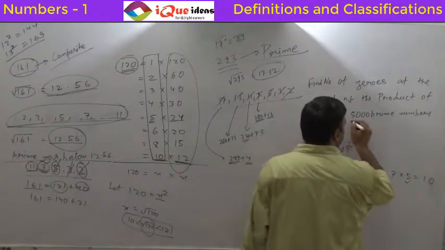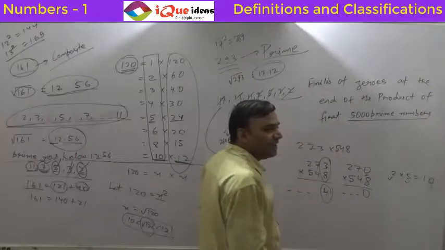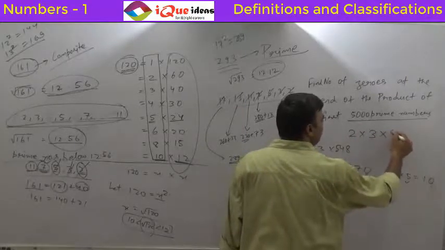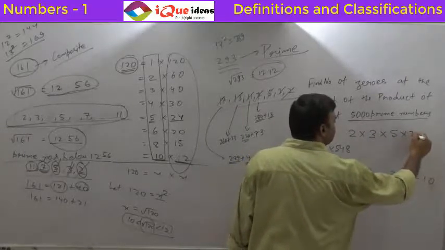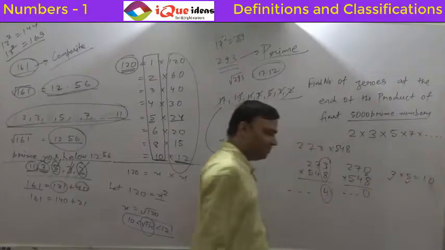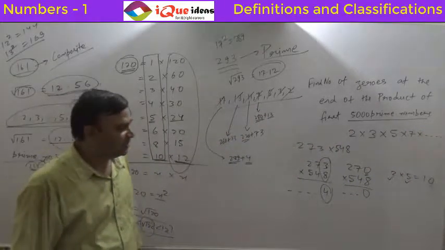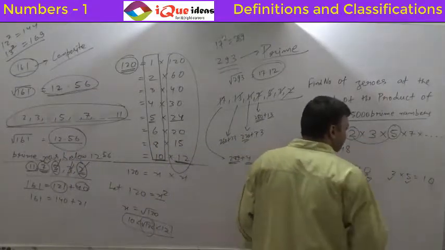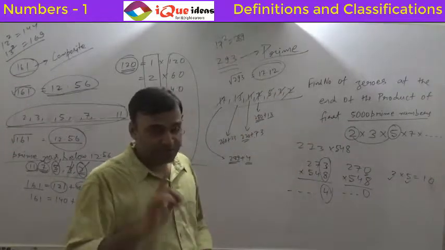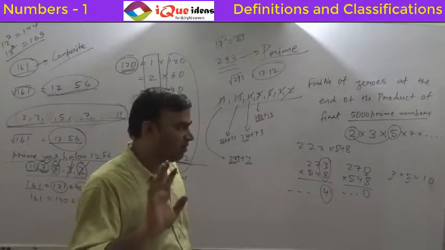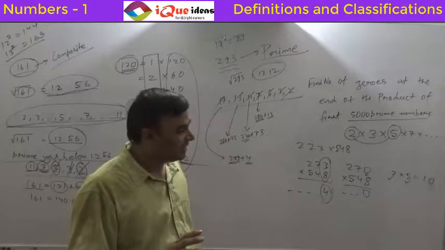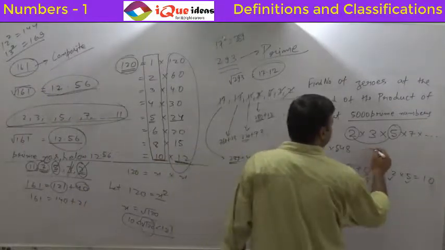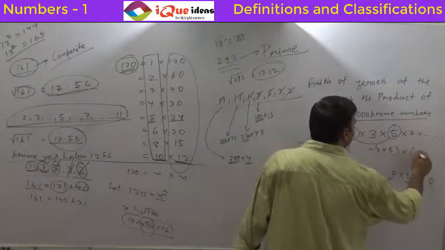Now, if I try to write the 5000 prime numbers, which number would I start with? The first number would be 2, second one would be 3, next one would be 5, next one would be 7, and so on. Do I really need to go further? No, because there is only one pair of 2 and 5 in this. None of the next numbers will be divisible by 5 or 2, right? That means there is only one possibility of a pair of 2 and 5. We can always write it as 2 into 5 and then all other prime numbers.